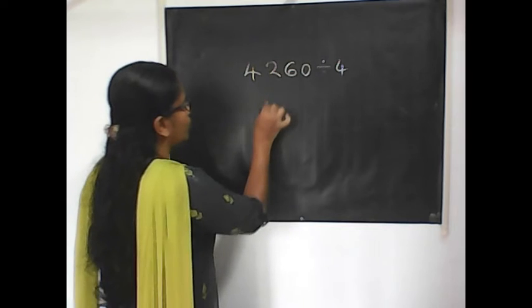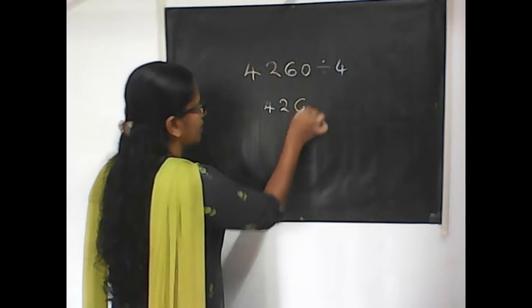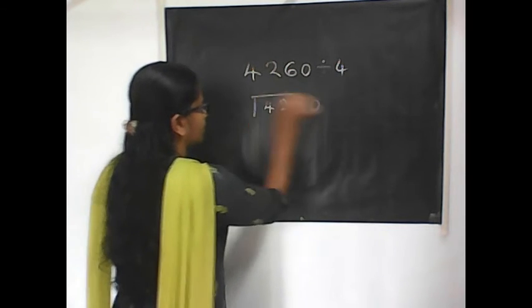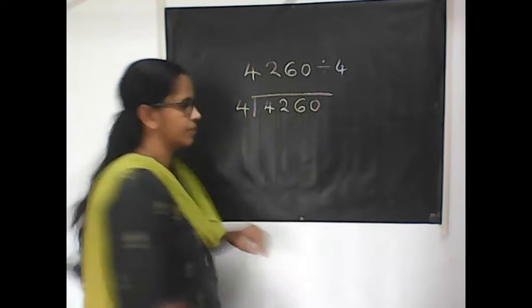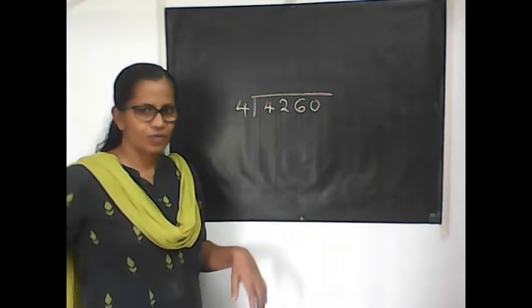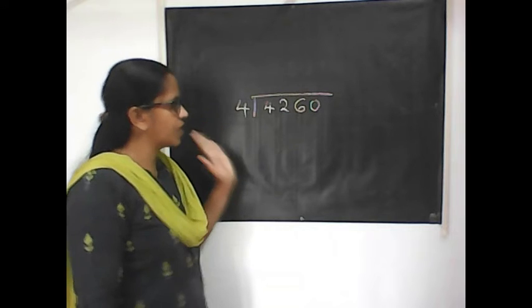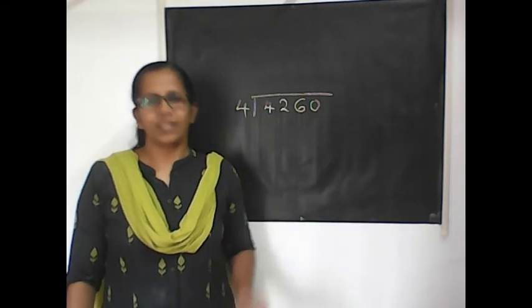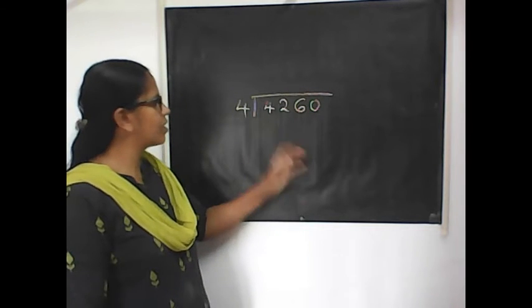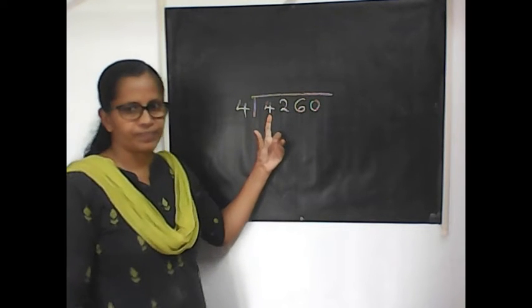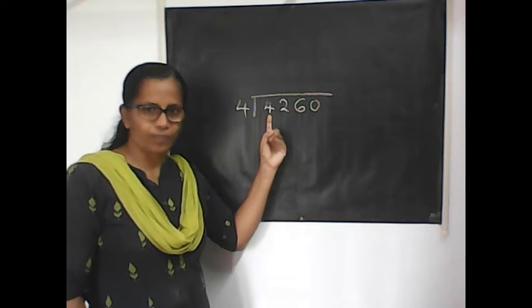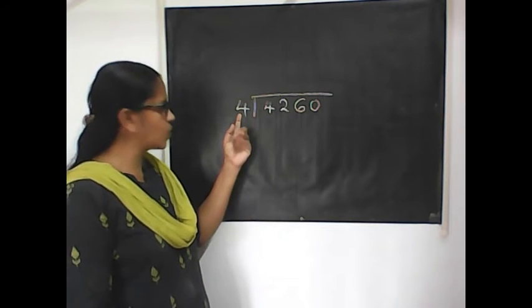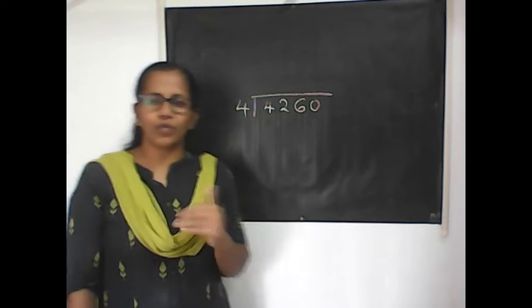4,260. First step, we have to write it in a division format. Okay. This is what we are going to do. What is the first step? So far, if you did not understand, don't worry. Listen to me. First step, look at the first digit. First digit is 4, and the divisor is also 4. So what are we going to do?